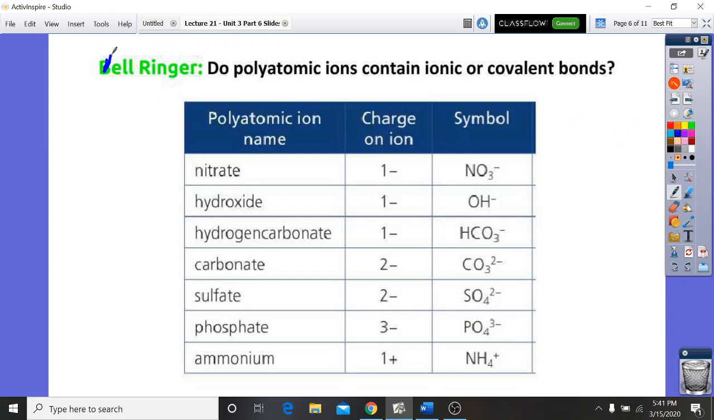Polyatomic ions. Ignore that it says bell ringer. This is just new stuff. Do polyatomic ions contain ionic or covalent bonds? Well, let's consider they are ions, right? Like they have these charges on them. 1 minus, 2 minus, 3 minus, plus. But if you look inside the molecule, N and O, for example, are nonmetals. O and H, nonmetals. HCO, nonmetals. Everything here is a nonmetal.